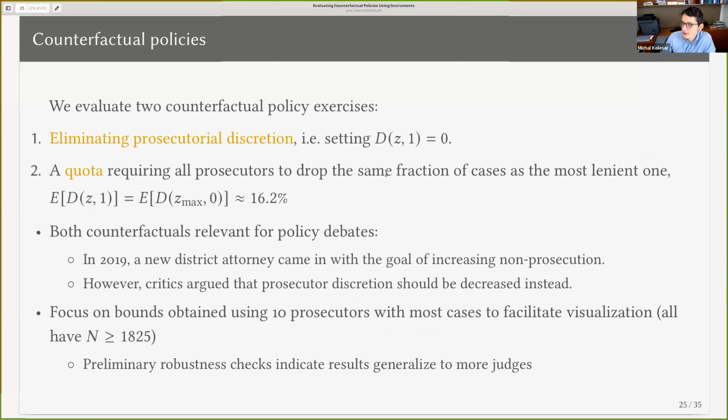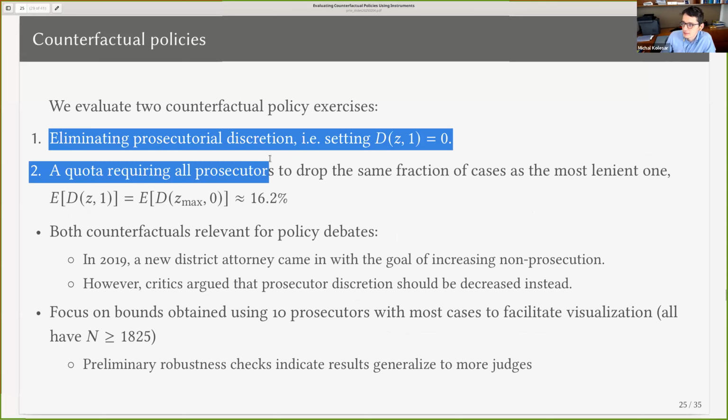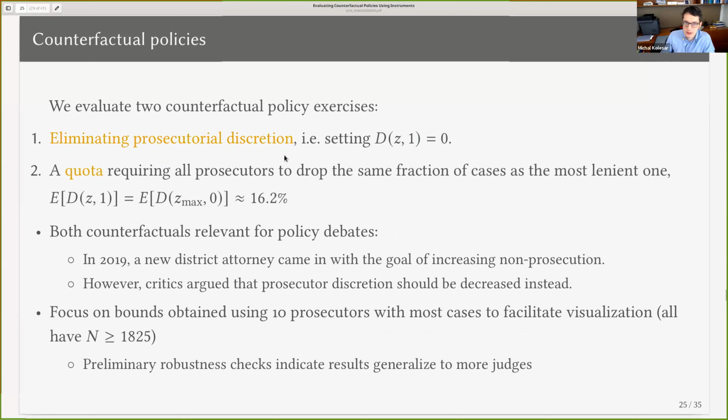We're going to consider two types of counterfactuals. One is eliminating prosecutorial discretion. So I'm going to not allow the prosecutors to drop charges, and I'm going to ask what would happen if I just prosecute everyone. And the second is going to be the opposite of that. I'm going to consider a quota where I require all prosecutors to drop at least as many charges as the most lenient one. And the most lenient one in this case, their non-prosecution rate is about 16%.